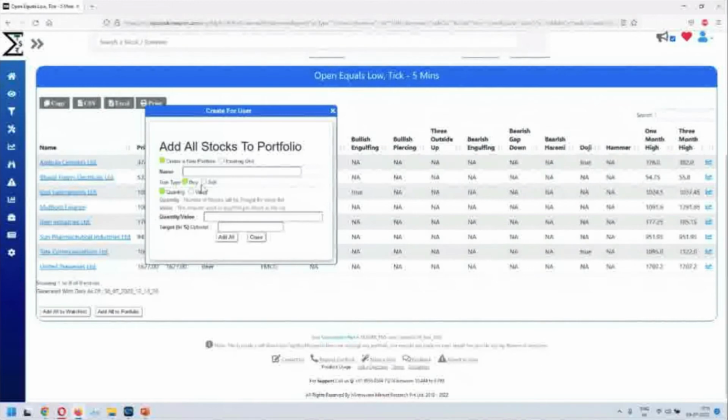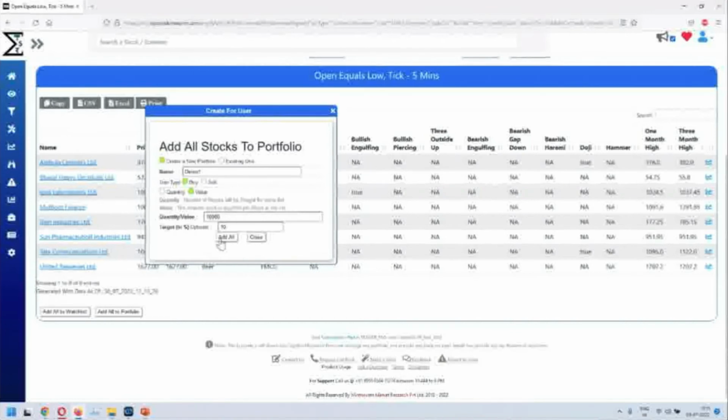What do you want to do? You want to buy, sell. You want to give it like a demo one. You want to buy a fixed quantity, maybe 100 stocks of each with a certain target, maybe 10%. Or you want to go with value. You want to invest maybe 10,000 rupees for each stock with a target of this.